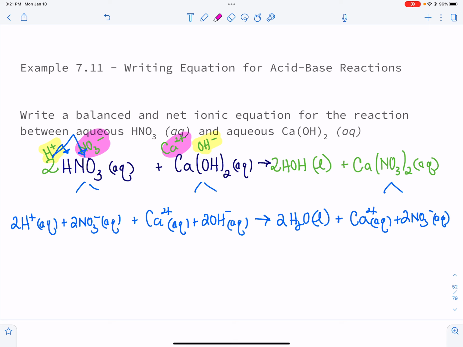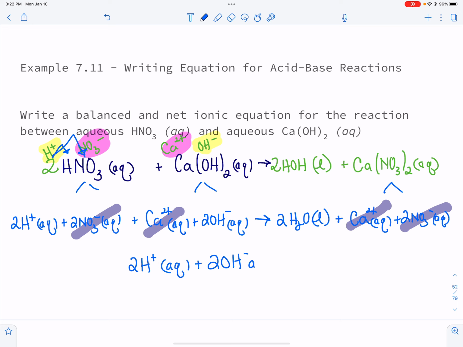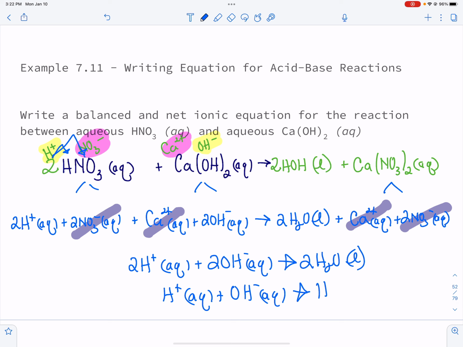And now I cross off my spectator ions, right? So those are the ions that appear as ions on both sides. So calcium I get to cross off, and the nitrates I get to cross off. So my net ionic equation is 2H plus aqueous plus 2OH minus aqueous yields 2H2O liquid. And we can actually simplify that. H plus plus OH minus yields water.